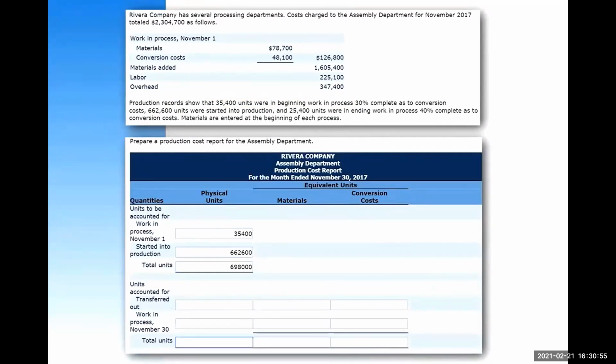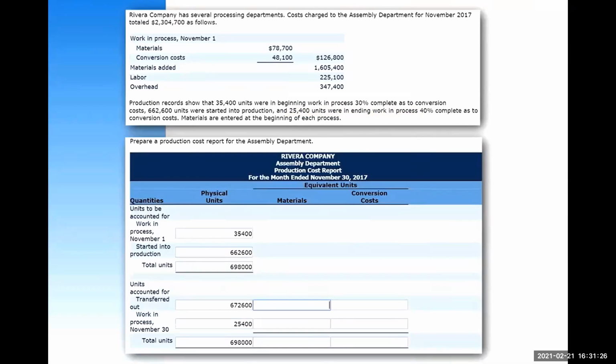That then also will be the units accounted for, 698,000. We're told that in ending work in process there were 25,400 units, and so units transferred out during the period were 672,600 units. Next, we need to fill out the equivalent units information, which we calculated again previously.